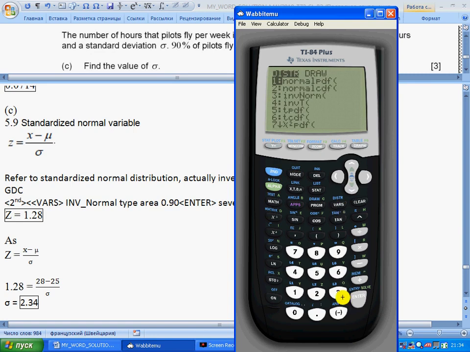Right, okay. So second, distribution, inverse normal. The area is 0.90 because 90%. We refer to standardized, this is why mu is 0 and sigma is 1, and it will give us the value of z, 1.28. Then we use this relation. X is 28, so less than 28. Mu is 25, and sigma, if you calculate, will be 2.34.